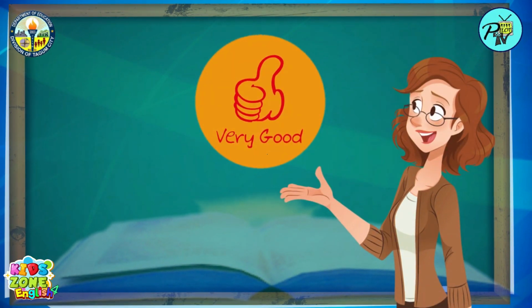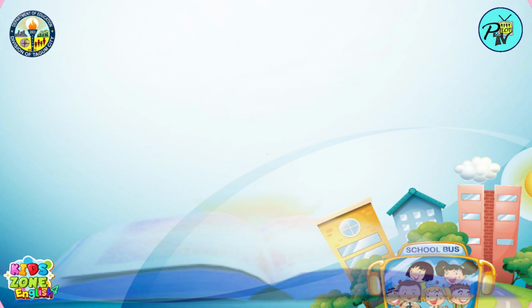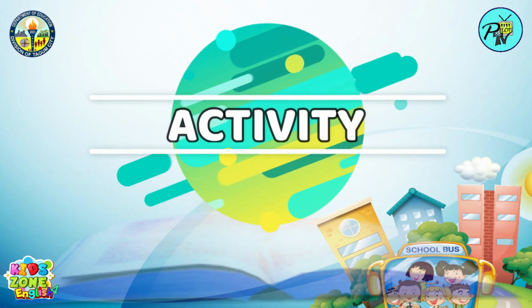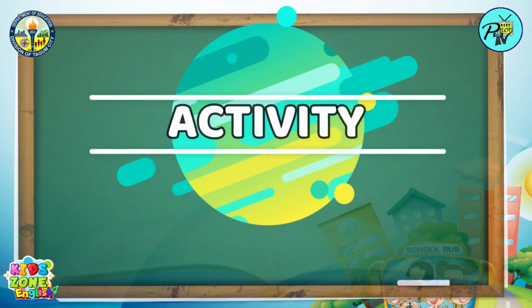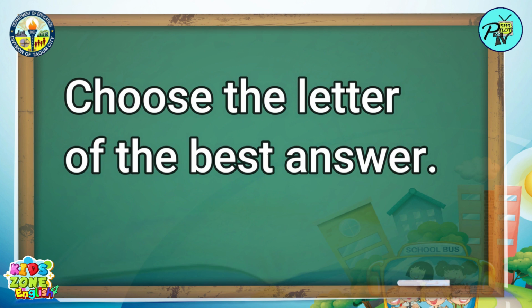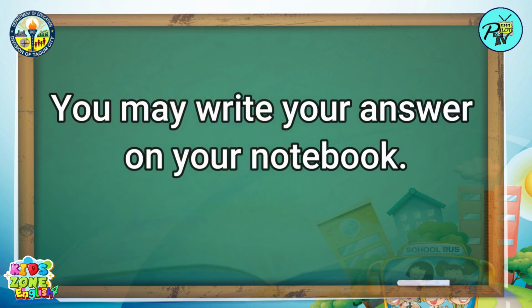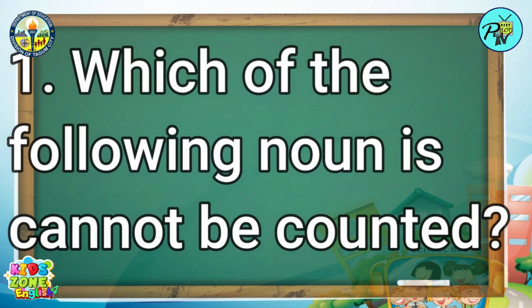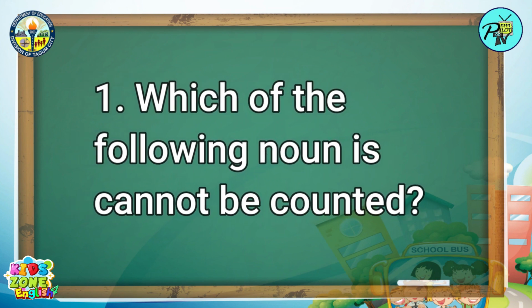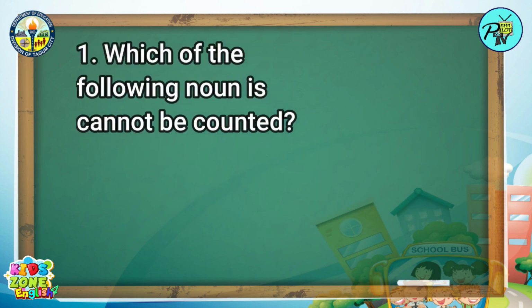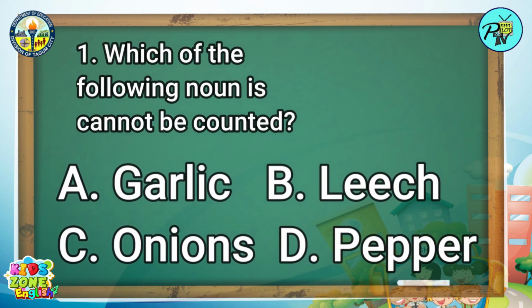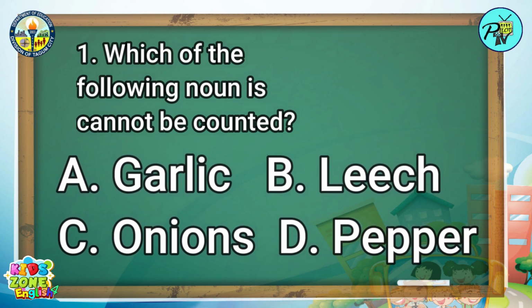You did great! Now let us try to check if you understood the topic by answering this activity. Choose the letter of the best answer. You may write your answers in your notebook. Number 1. Which of the following nouns cannot be counted? A. Garlic, B. Leek, C. Onions, D. Pepper.